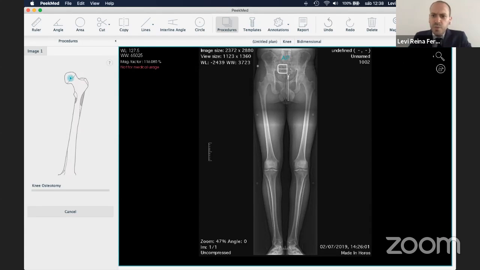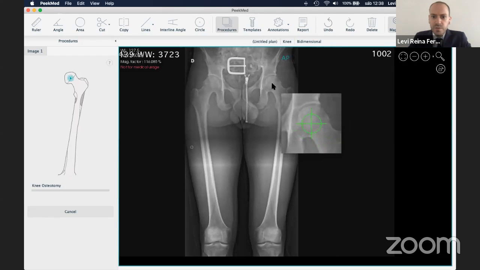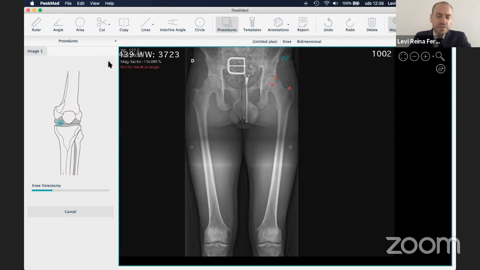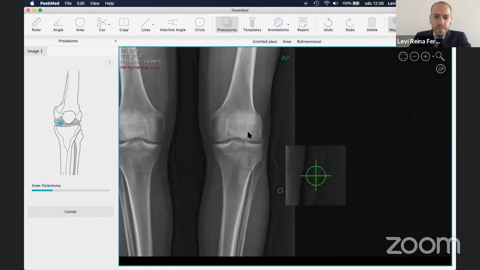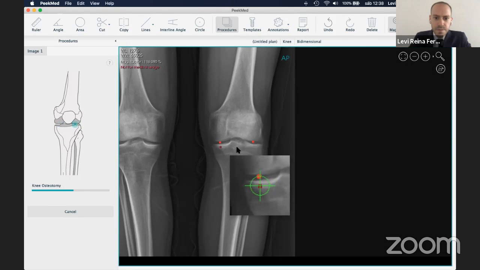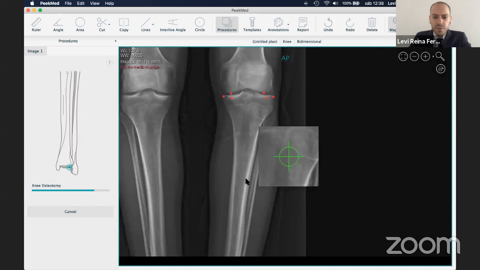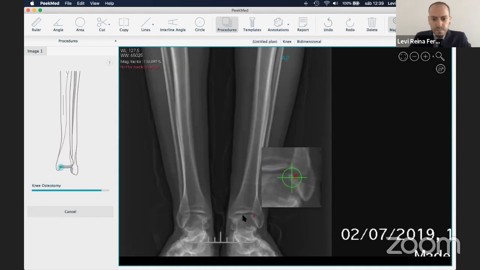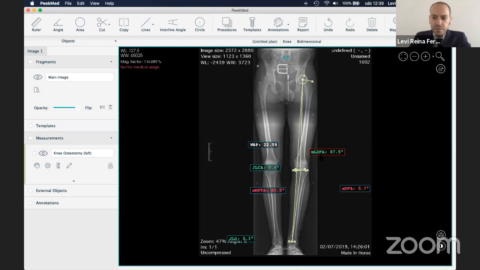Now, we do these markings here. You have a magnifier here if you want help with the planning, with the marking. If you have any doubts, there's a question mark here that tells you what we want you to mark. Then we go to the distal femur. Tibial width. And then we go to the ankle. And we are done. Okay, so this is the result.